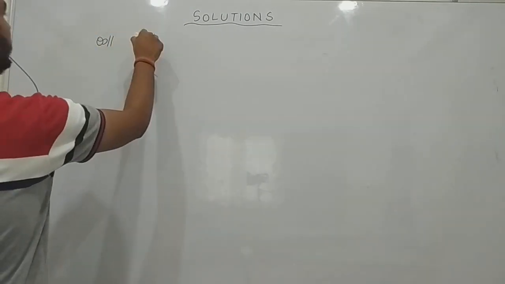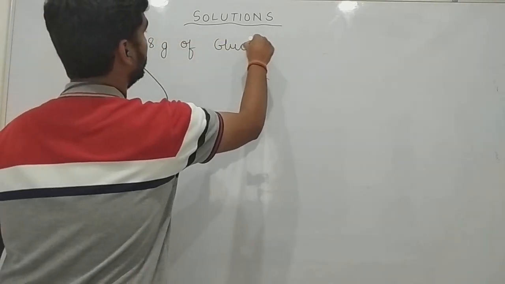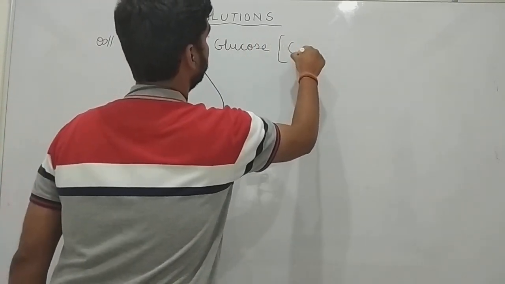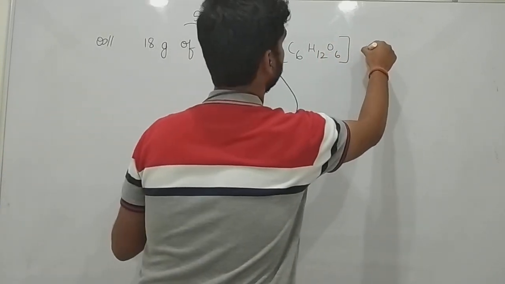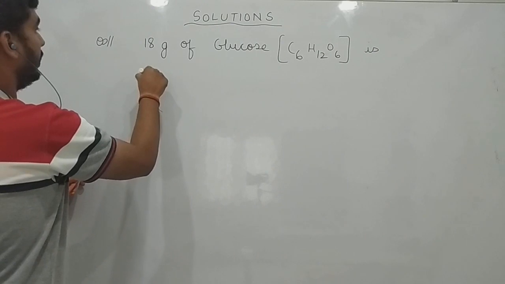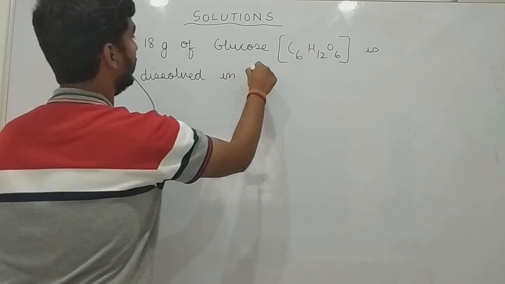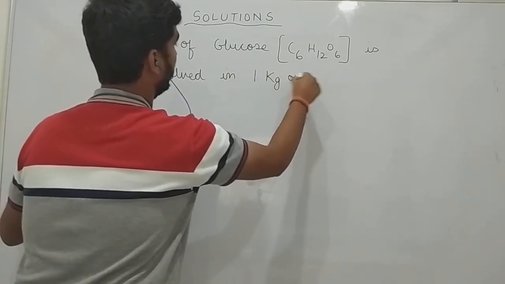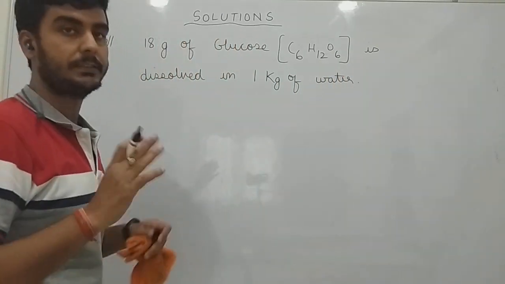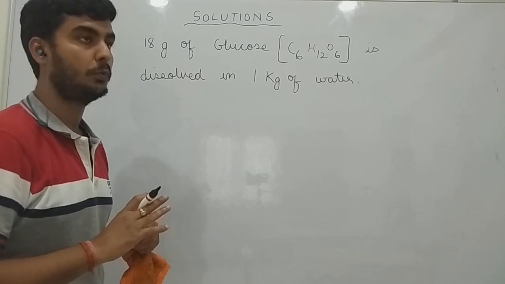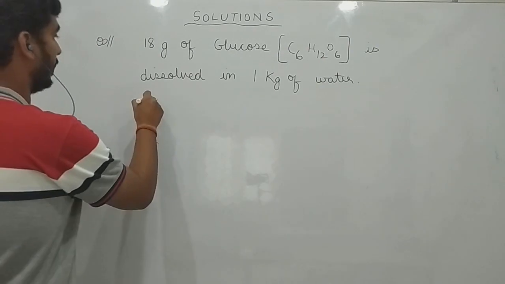The question says that 18 gram of glucose, whose molecular formula is C6H12O6, is dissolved in 1 kg of water. In some container you have dissolved 18 gram of glucose in 1 kg of water and you have prepared the solution.